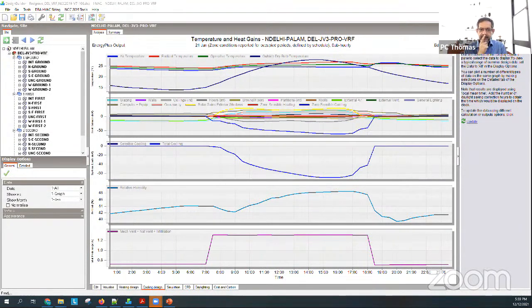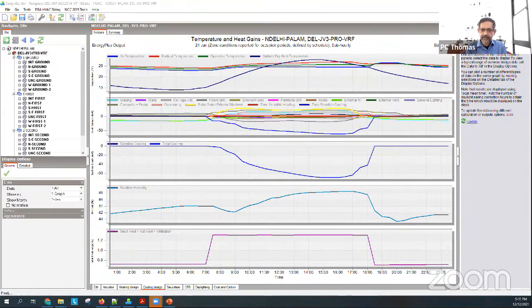Then Agniba asked, with ASHRAE 90.1 selected, I'm unable to change the lighting schedule. Well, that's right. When you select ASHRAE 90.1, a lot of things are fixed because they want you to do the compliance calculation in a very fixed way, okay? So they won't allow you to change some of these things. If you want to do your own, you have to go away from 90.1 and do it differently, okay?